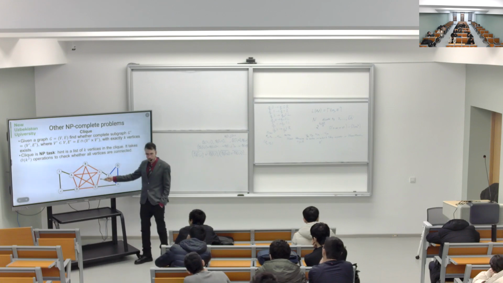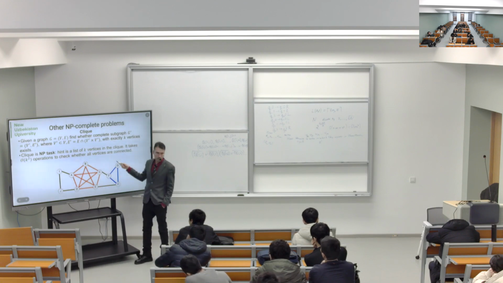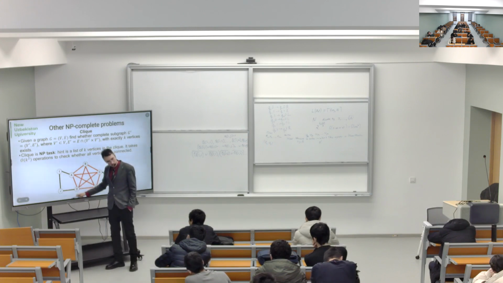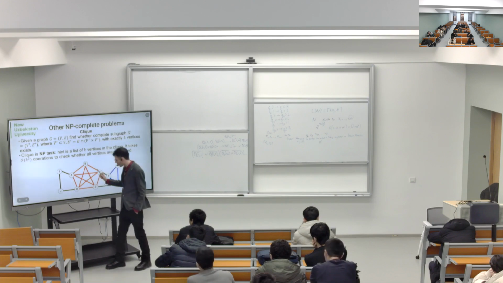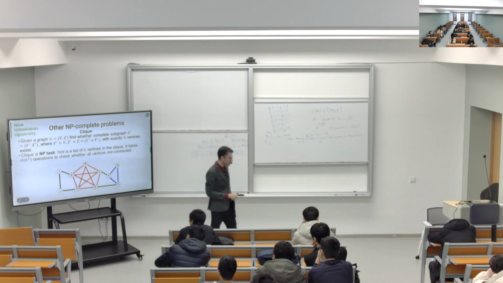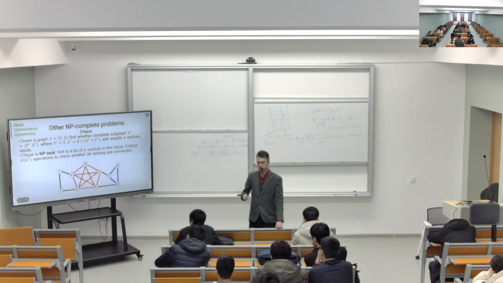This has 5 vertices. This has 3. This is also a complete graph. This is also a complete graph. Yes, but not the largest. And the largest is with 5 vertices. So this task is also NP-complete.